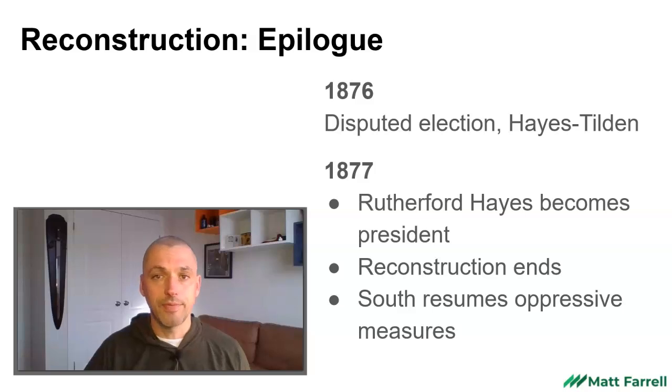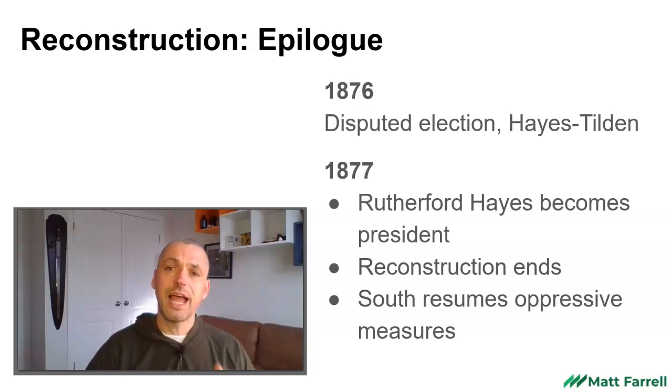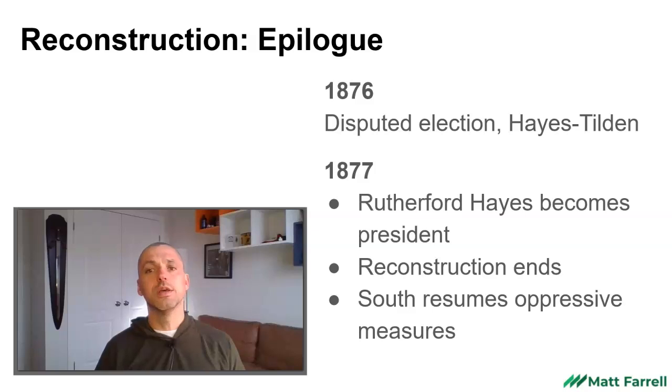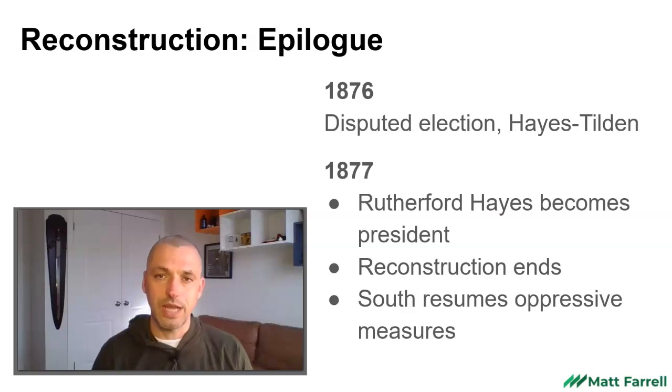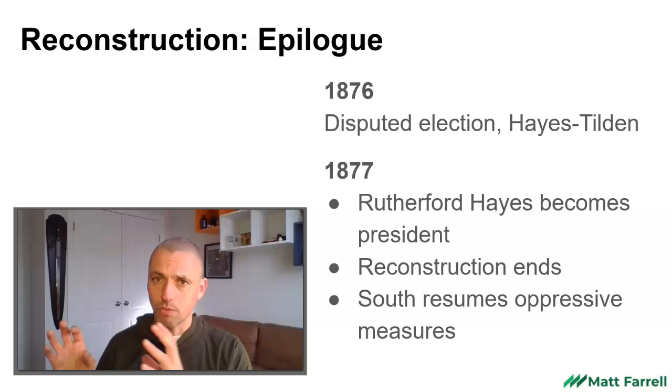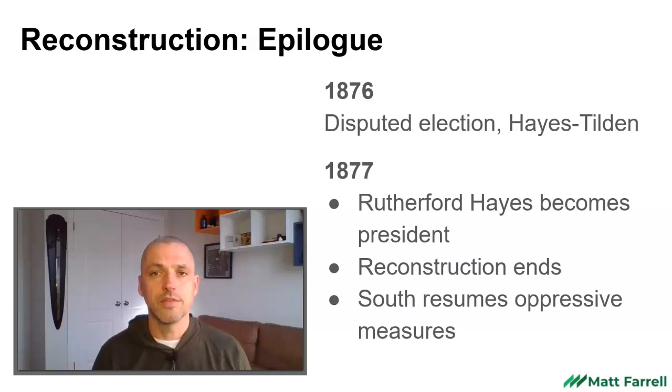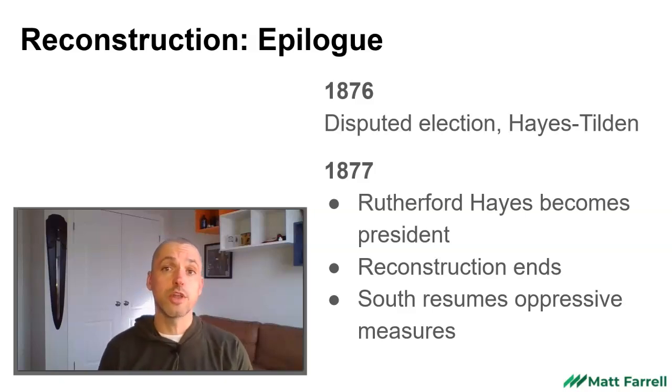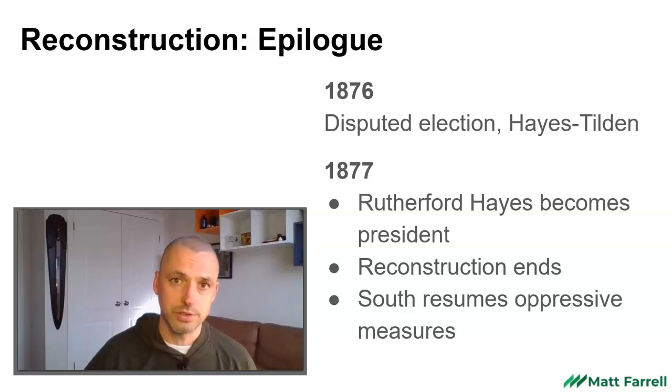Now, after the Reconstruction period, how did it end? Well, there was a disputed election for president between Hayes and Tilden, and it was deadlocked. There was a weird commission that was established to try and figure out who really won, and eventually a compromise was reached. The Democrats agreed to let Rutherford Hayes, the Republican, become president under the condition that he would withdraw the military from the South and end Reconstruction for good. And with that, the South resumed their oppressive measures.